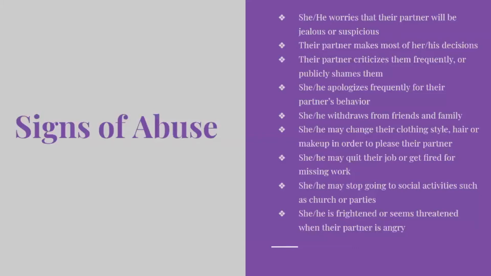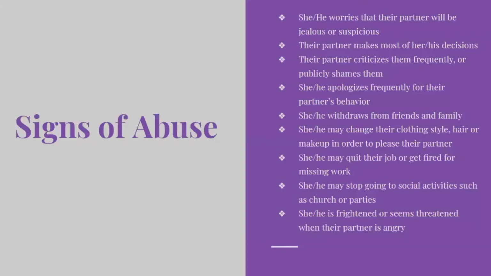So in some cases, victims may have sustained injuries such as bruising on visible areas of the body, which may require them to call out of work due to fear of others possibly seeing these bruises and reporting the things that they've seen. She or he also may stop going to social activities such as church or parties.